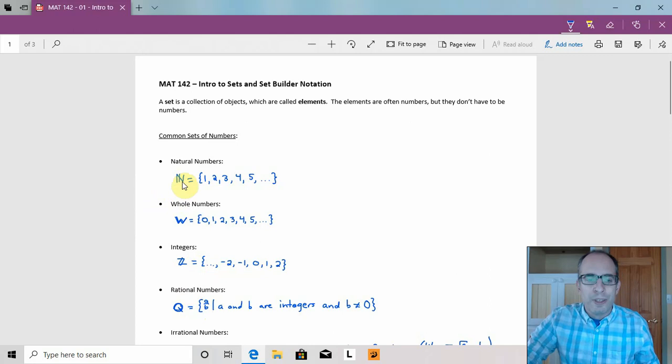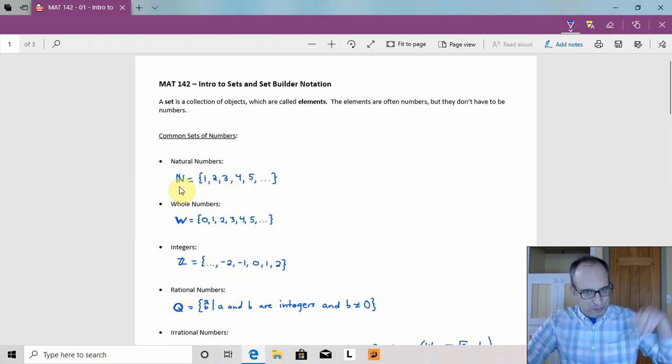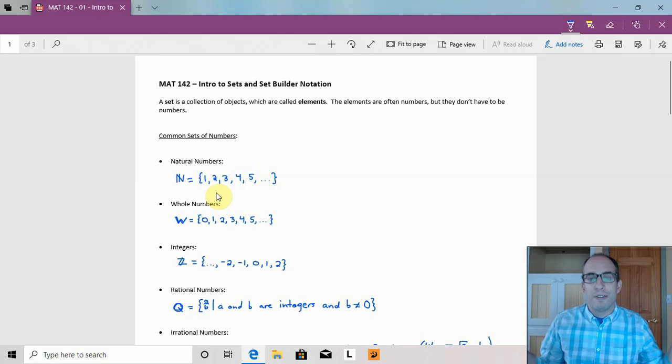So the natural numbers look like an N just with two vertical lines at the beginning of drawing the N. And that's your counting numbers, right? So 1, 2, 3, 4, 5, 6, and so forth. The whole numbers are basically just the natural numbers, but you also include zero. So that one's not a whole lot different.